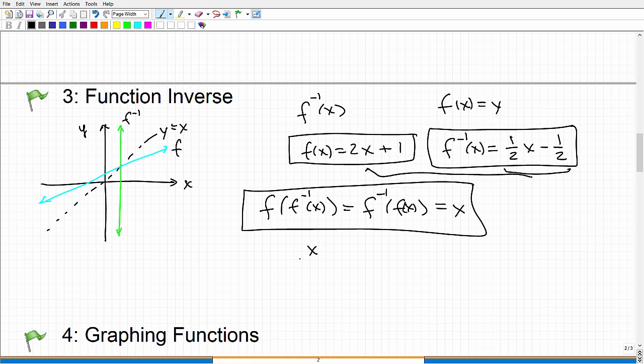If you have the function and its inverse, when I plug the inverse function inside the function, I'll get x. And if I plug the function inside the inverse function, I also get x. So you may be asked to verify functions in that manner.